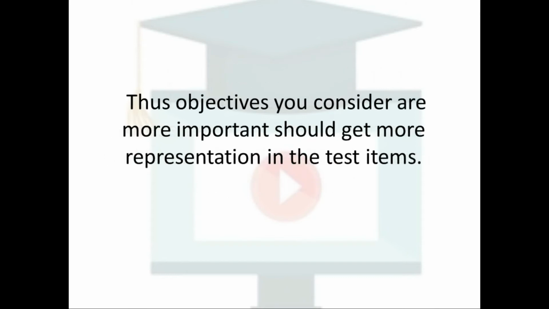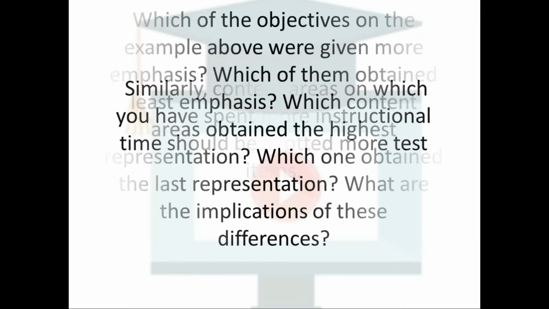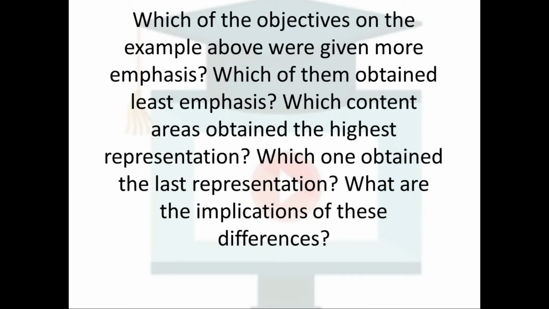The objectives you consider more important should get more representation in the test items. Similarly, content areas on which you have spent more instructional time should be allotted more test items. Which of the objectives in the example above were given more emphasis? Which of them obtained the least emphasis? Which content areas obtained the highest representation? Which one obtained the least representation? What are the implications of these differences?